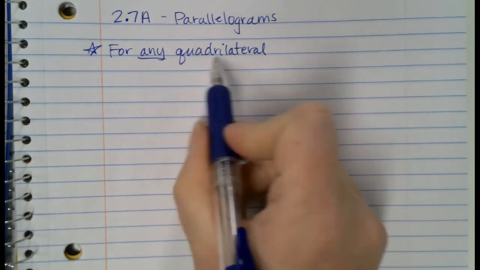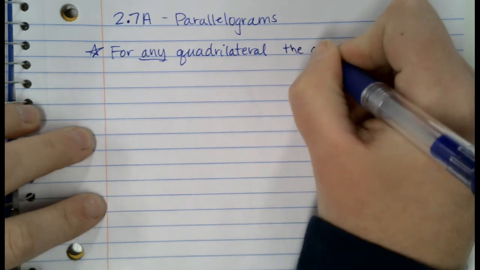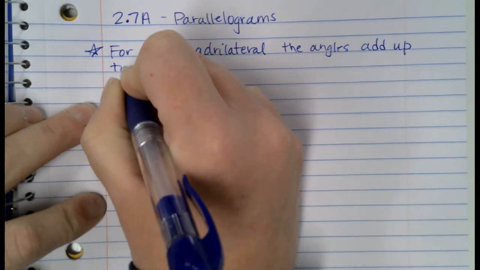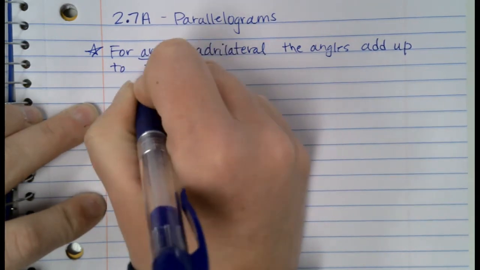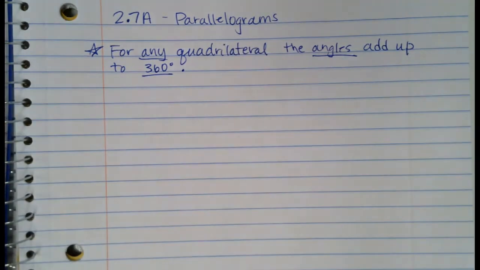For any quadrilateral, the angles add up to 360 degrees. Okay? That's for any quadrilateral. So in a square, all four angles add to 360. In a rectangle, all four angles add to 360. In a parallelogram, which we're going to talk about today, all four angles add to 360. So that's just a side note.